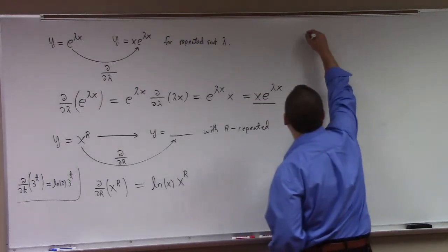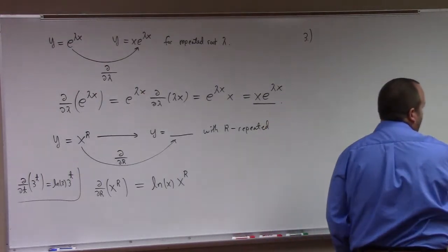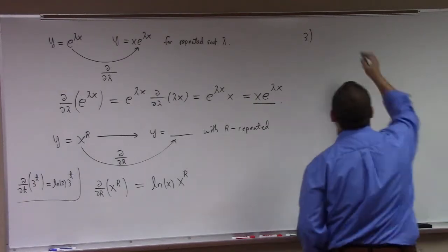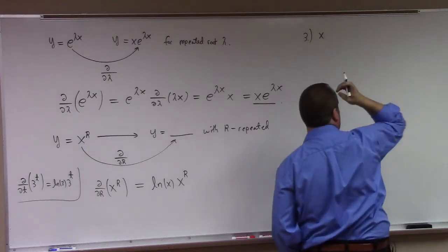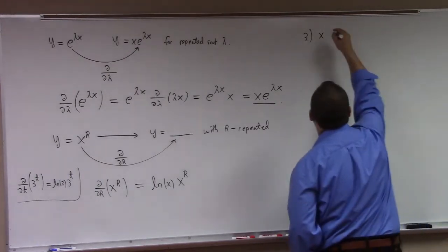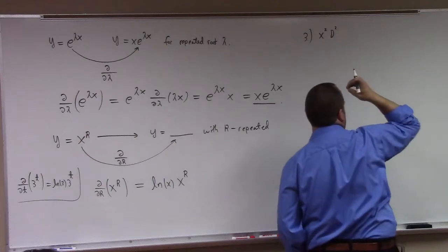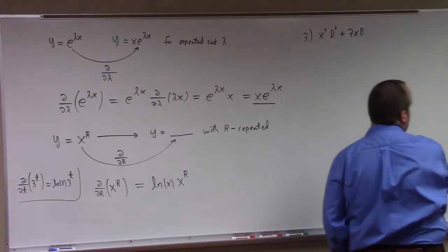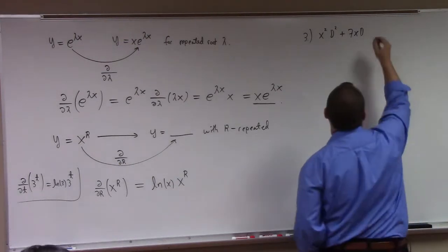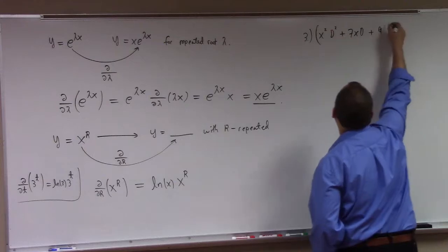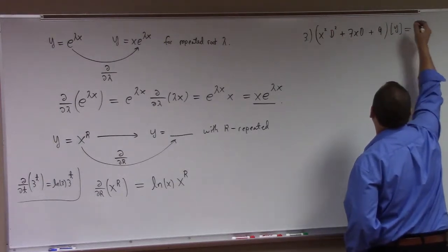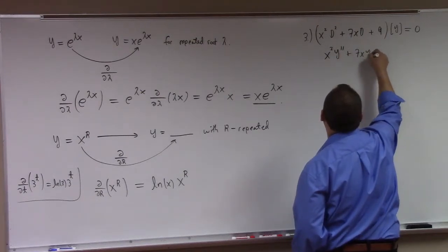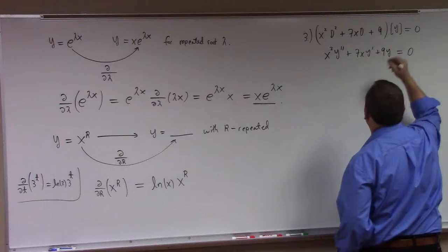So my third example, let's see here if I can come up with something. I'll start out with x squared d squared plus 7x d plus 9. Sure, why not? Acting on y equals 0. I think this should do nicely for us. In other words, in the prime notation, that's x squared y prime prime plus 7x y prime plus 9y equals 0. There's my Cauchy Euler problem.